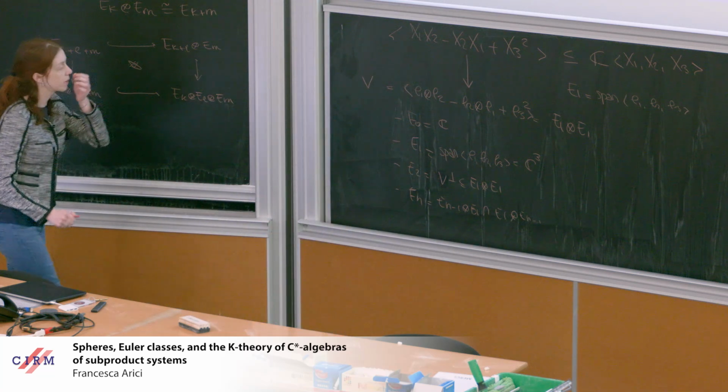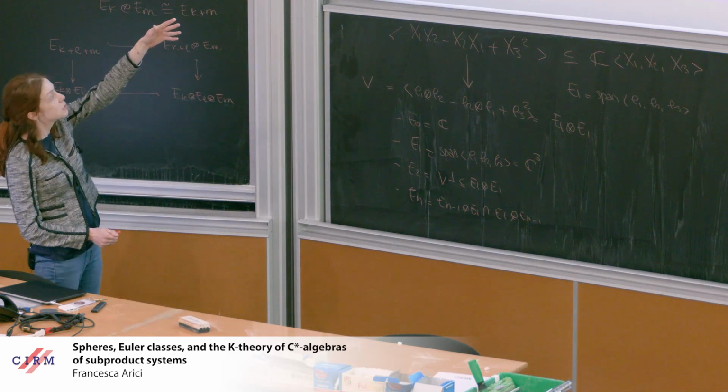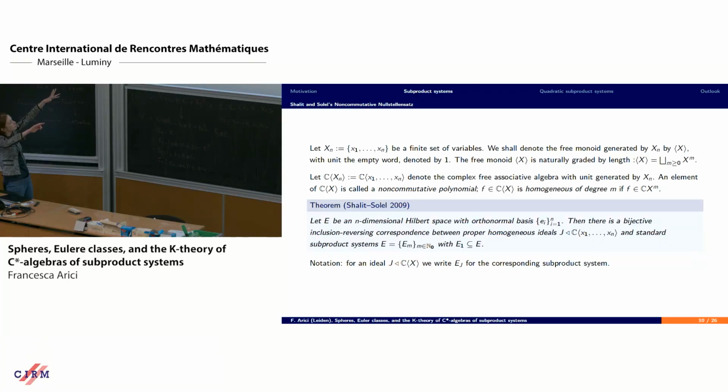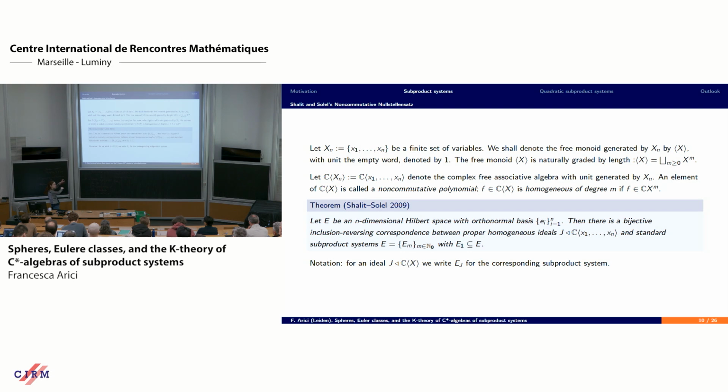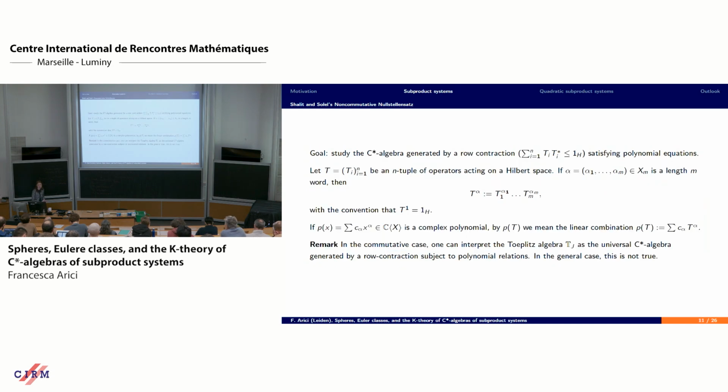Okay. But of course, this works if the ideal is just a general proper homogeneous ideal, so it can have components of different degree and can be much more complicated than this. So this is just a working example. But the idea is that whenever you have an ideal in the free algebra, you can look at the corresponding subproduct system. And then you can also look at the corresponding C-star algebras and try to understand what they tell you. And this is a bit more complicated than you would expect.